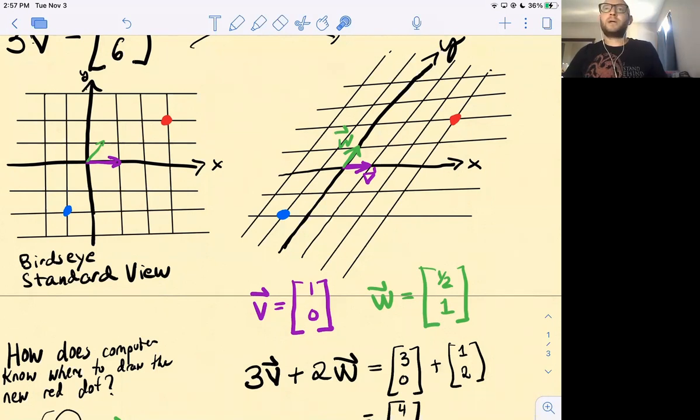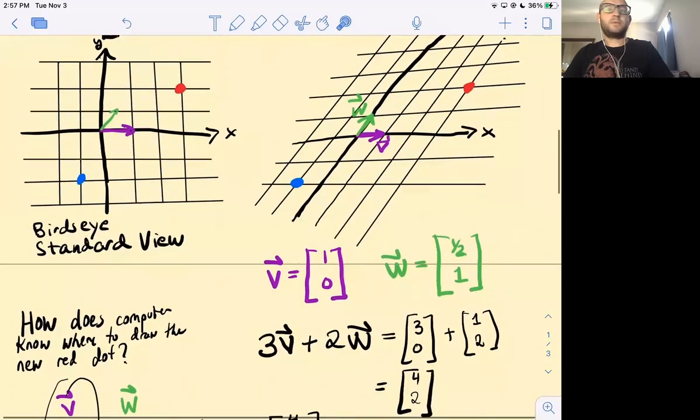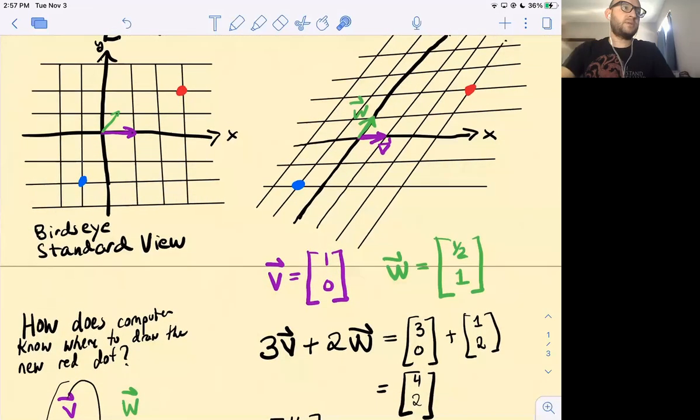Originally, it was one to the left and two down. So how do I find the coordinates of the new point? Any ideas what I can do to get the new coordinates of this point if I were to overlay it on my original screen? Nice, excellent. It's minus 1 v and minus 2 w.